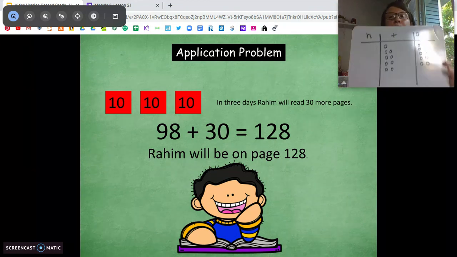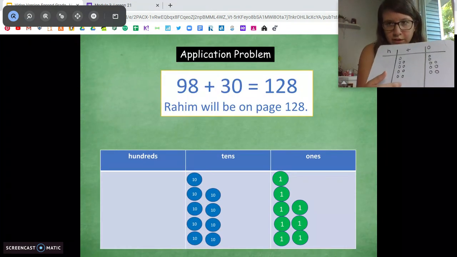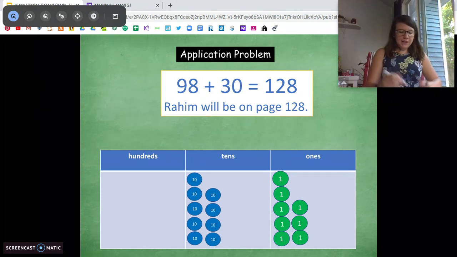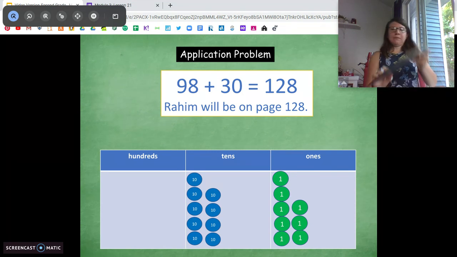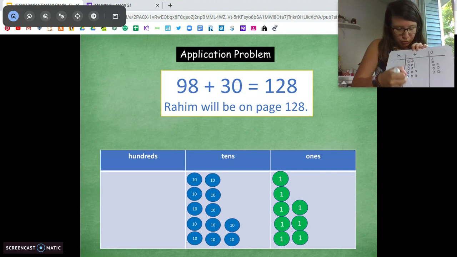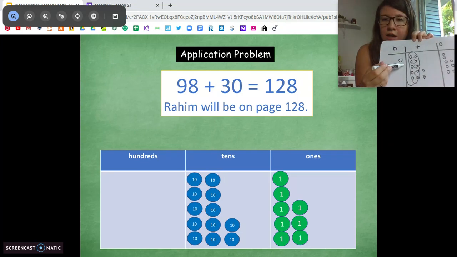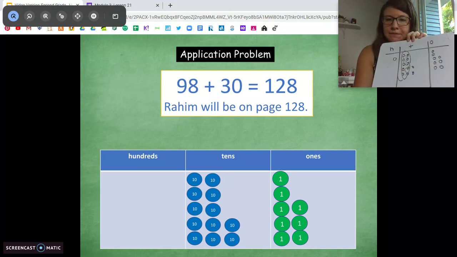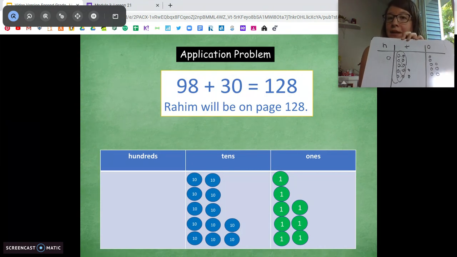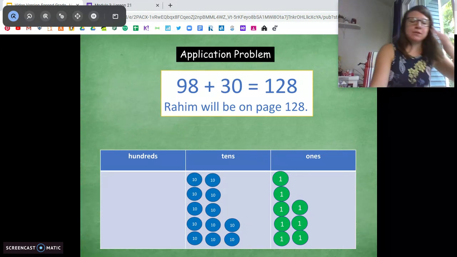Another thing you might have done is draw or use your place value chart. So what I did is I started at 98, and then I'm going to add 30, or 3 tens. 1, 2, 3. Okay? Now, when I do that, I see that I can group a group of 10 and bring it over to my hundreds place. So I have, these are all gone now, they're hundreds: 100, 10, 20, 8. Ta-da! We got the same answer. So after 3 days, Rahim will be on page 128. Awesome work. All right, let's get into our pattern counting.